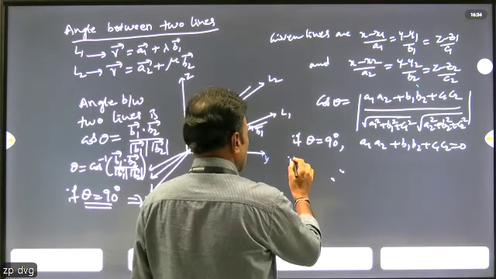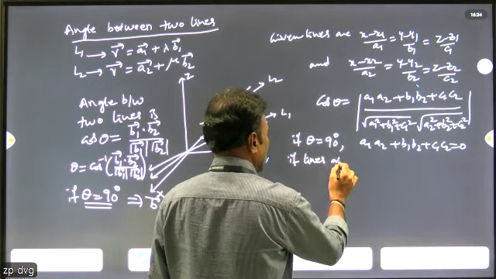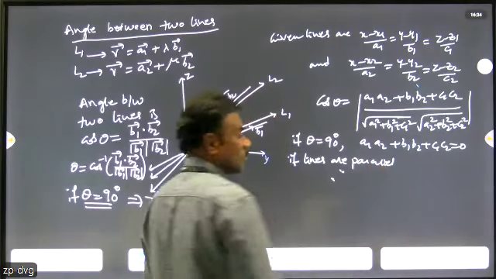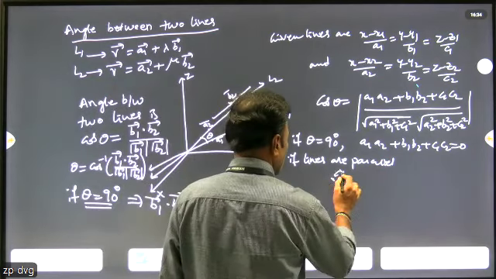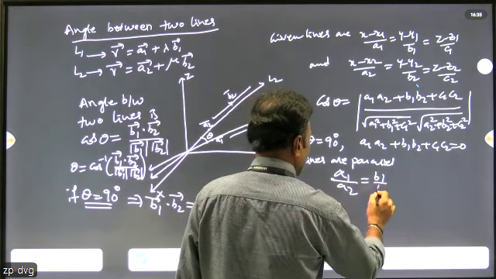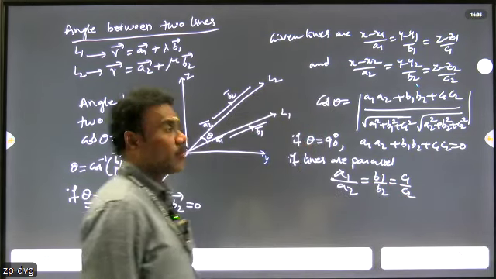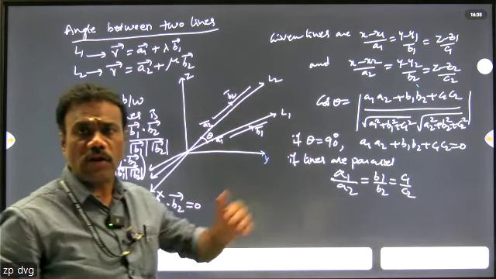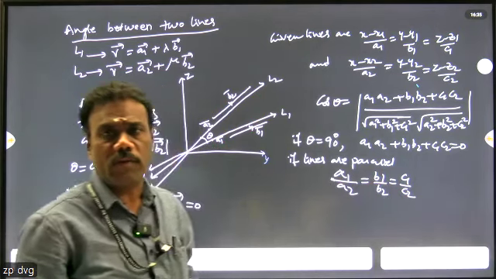Now, if the lines are parallel or collinear, then you will get a1 by a2 is equal to b1 by b2 is equal to c1 by c2, because these two lines are parallel. The direction ratios are proportional. So that's why you will get a1 by a2 equal to b1 by b2 equal to c1 by c2.